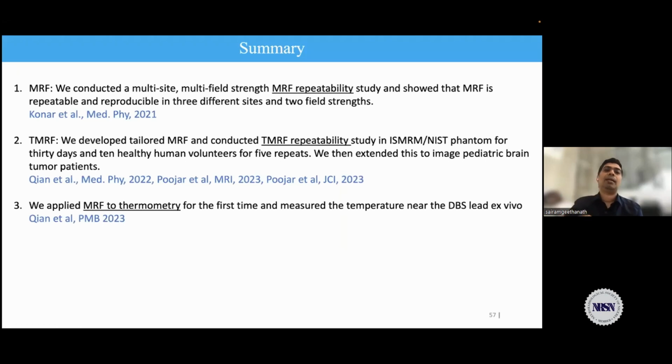So in summary, across all these slides, we've had multi-site, multi-field strength, highly repeatable work. We developed a tailored MRF and conducted a repeatability study going all the way from simulations, in vitro phantoms, healthy volunteers, and then 5 pediatric brain tumor patients. We have also demonstrated MR fingerprinting based thermometry, looking at ex vivo data so far.